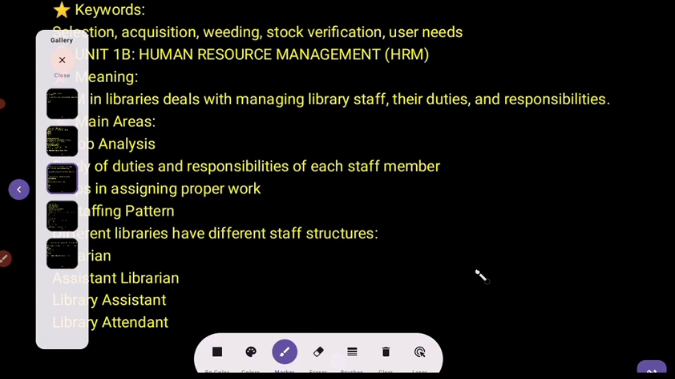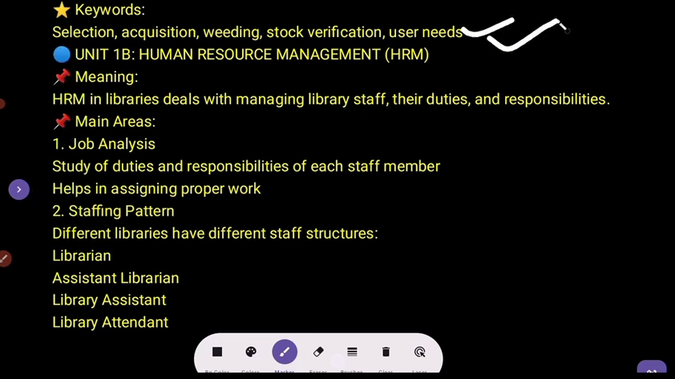So if we talk about the main keywords of this particular unit, the main keywords that you have to know are selection, acquisition, binding, stock verification and user need. And one more very important thing in stock verification, remember, because it's a part of MCQs also: how much collection should be verified for 2 years, 3 years, like that.